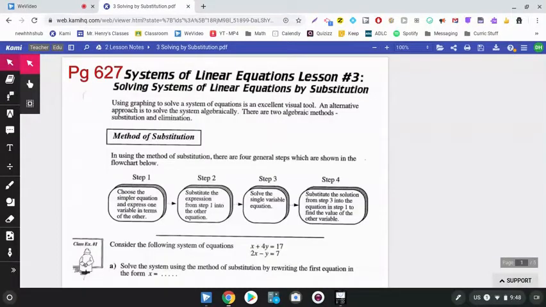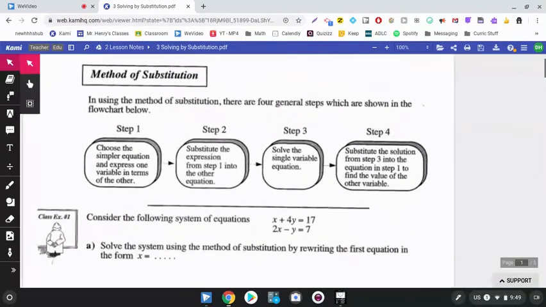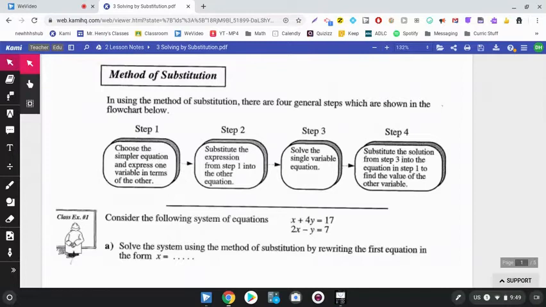So let's jump in. Here we are, page 627, solving by substitution. This method is how I can solve a system by hand, just doing some algebra, rearranging and finding a solution. It outlines the method right here, and I'll read it, but then it'll make more sense when we actually solve.